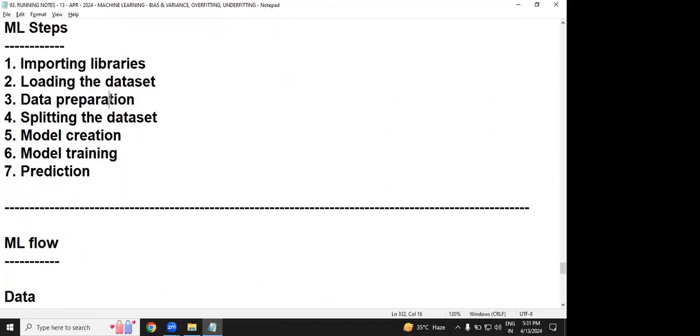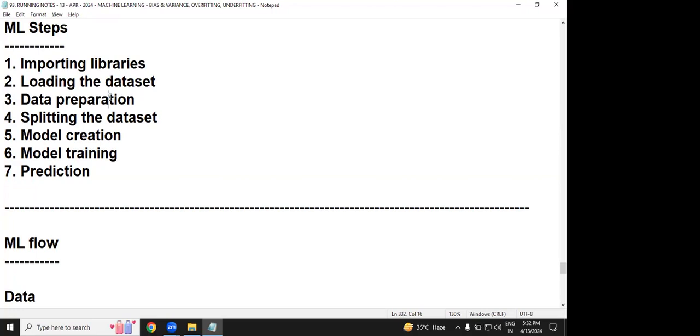Data preparation means, being a data scientist or ML engineer, we need to prepare input and output. The client never tells us this is the input and this is the output. With our knowledge, we need to segregate it. Once we are done with the data preparation, the next step is splitting the data set. Why is splitting required?